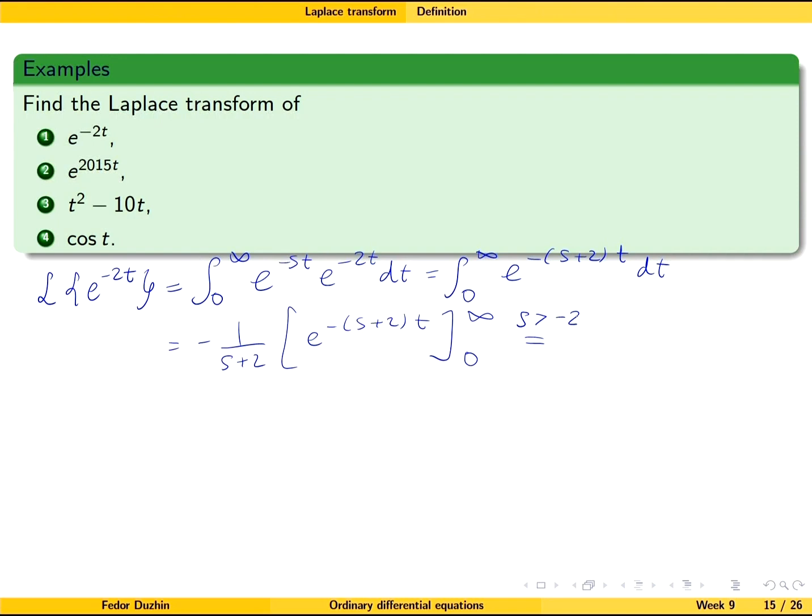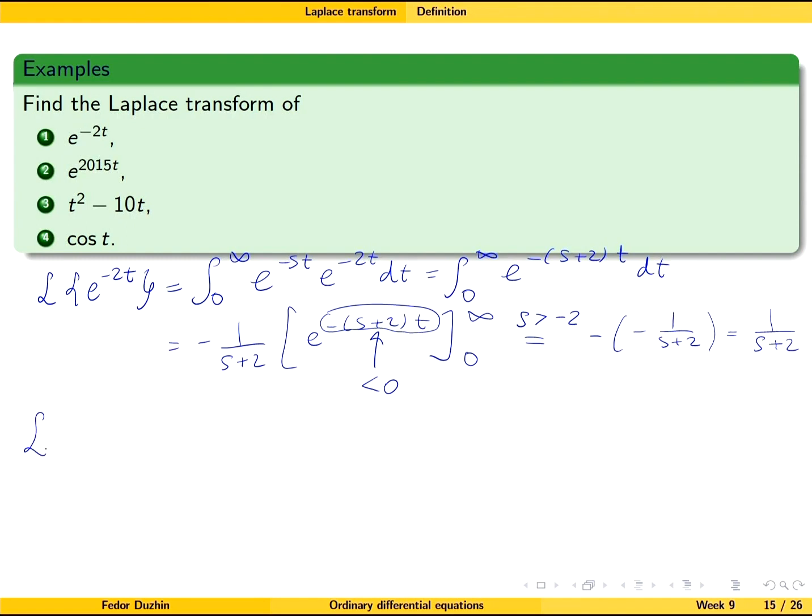But on the other hand, if s is bigger than minus 2, then in this case the exponent is a negative number, and the limit of this is just 0. So in other words, this is minus times minus 1 over s plus 2, and this is just 1 over s plus 2. Okay, so the Laplace transform of e to the minus 2t is 1 over s plus 2.